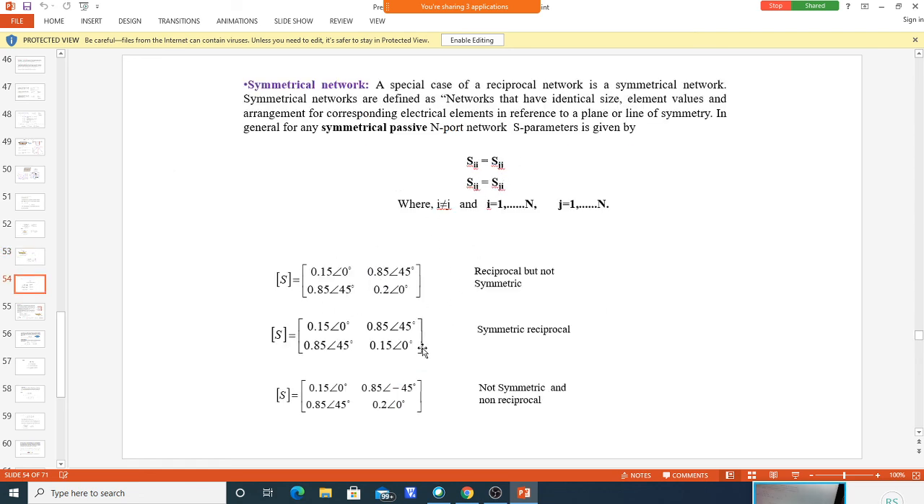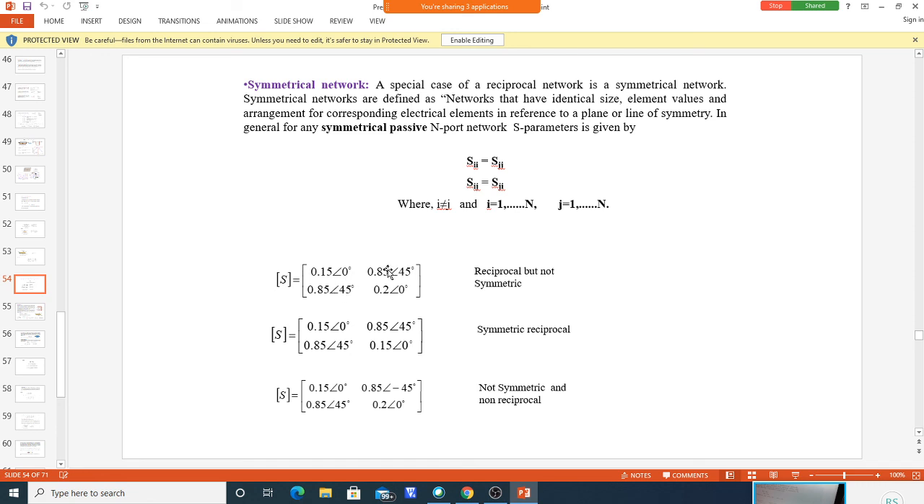So I have given an example here. This is a two-port network. For the two-port network, you see the diagonal here, S11 is there, S22 is there. They are not identical. Diagonal elements are not identical. But you see here, this is 0.25, 0.85.